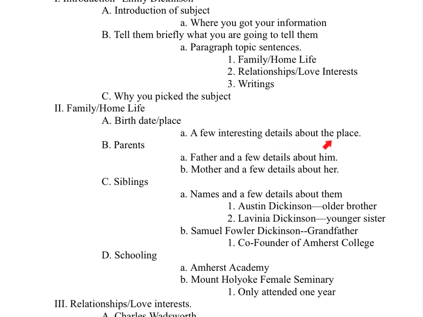Birthdays, a few interesting details about that place, her parents, her father and her mother, and a few details about them, her siblings, the names Austin Dickinson and Lavina Dickinson, and then her grandfather, and a relevant piece of information there. Then we moved into her schooling, which is the Amherst Academy, and then she went to Holyoke Female Seminary for 1 year. She came home and she got homesick.